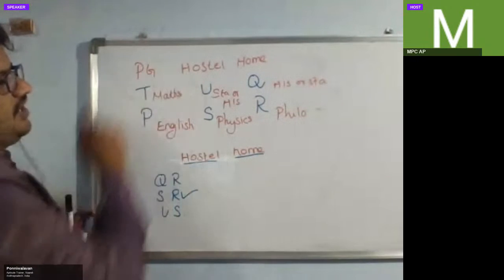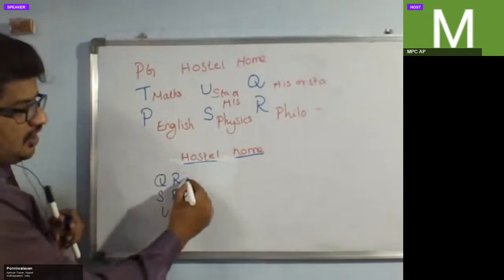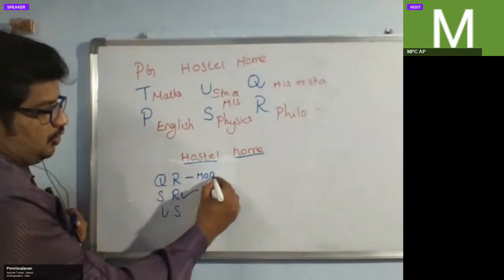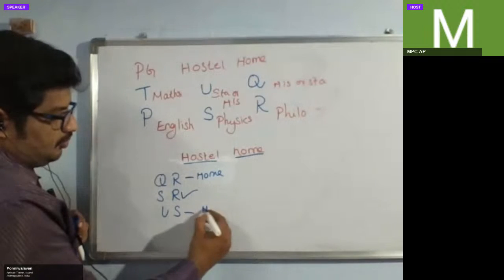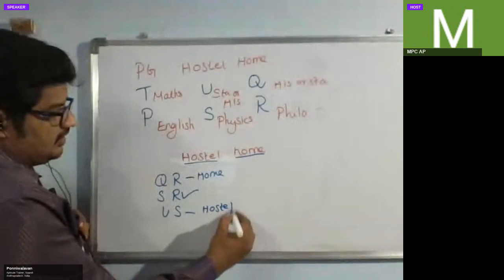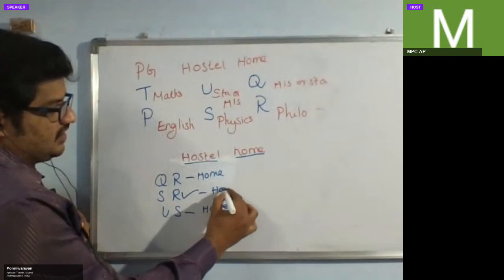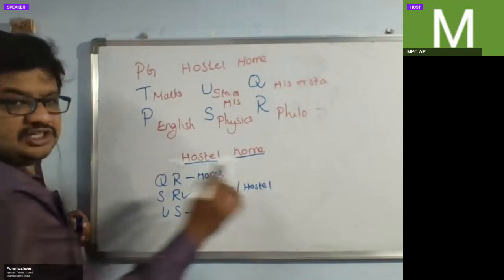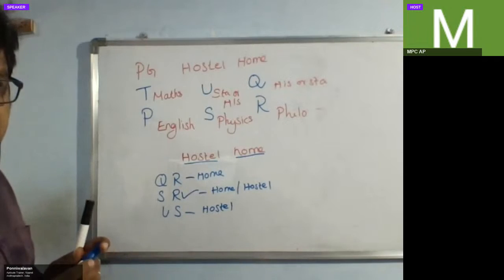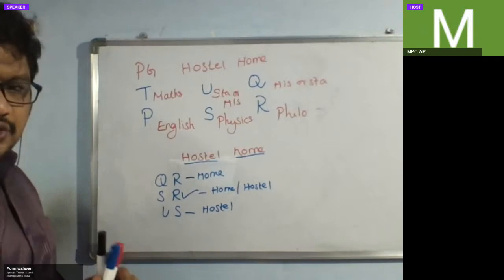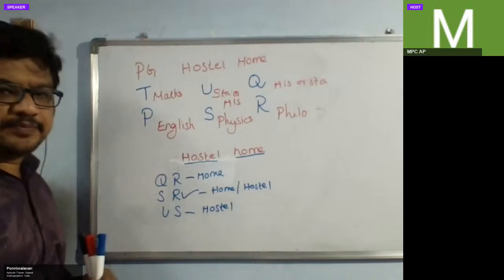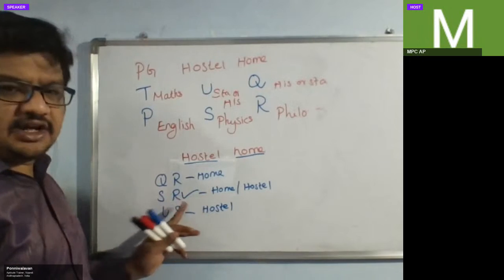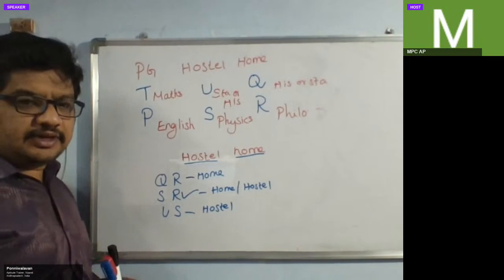US, both are staying in hostel. In QR both are staying in home, and in US both are staying in hostel. But in SR, one is staying in home and another one in hostel. So that is the question they asked. So what is the answer? SR. Okay.